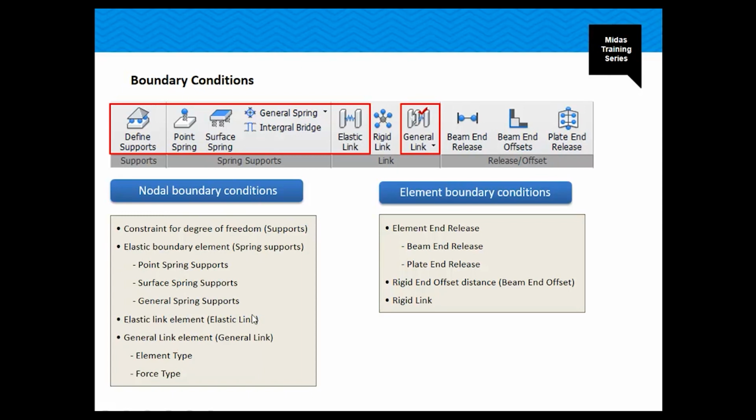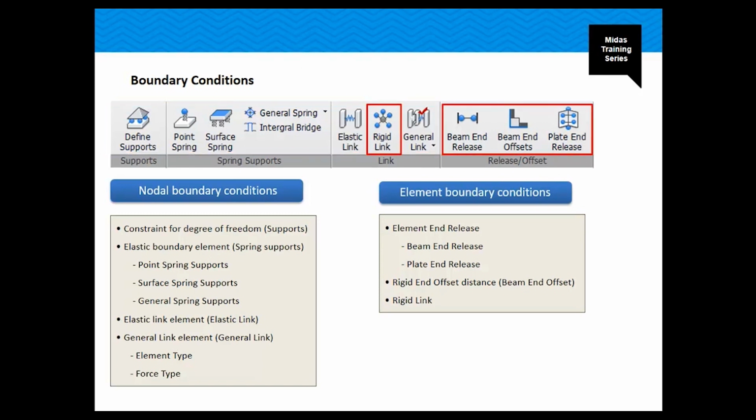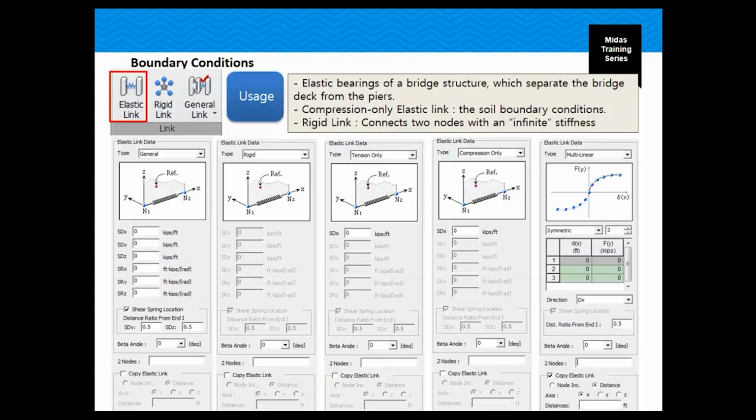You can also do elastic links or general links that define bearings with the stiffness, or in case you have, let's say, a triple pendulum system, we have it available. I'm going to show you now. Also, we have the element boundary conditions, such as the beam end releases. We have the rigid links. We have those that basically release some of the degrees of freedom or connect rigidly the elements or the nodes.